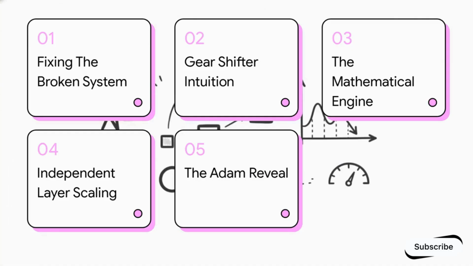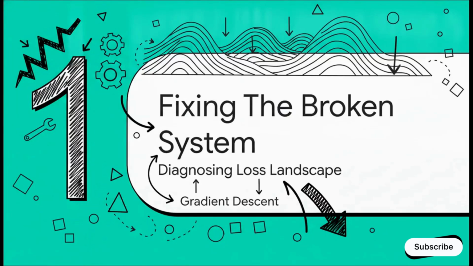Here's our logical blueprint for today. We'll start by fixing the broken system, then move into the gear shifter intuition, reverse engineer the mathematical engine, look at independent layer scaling, and finally, wrap up with the atom reveal. All right, part 1, fixing the broken system and diagnosing the loss landscape.